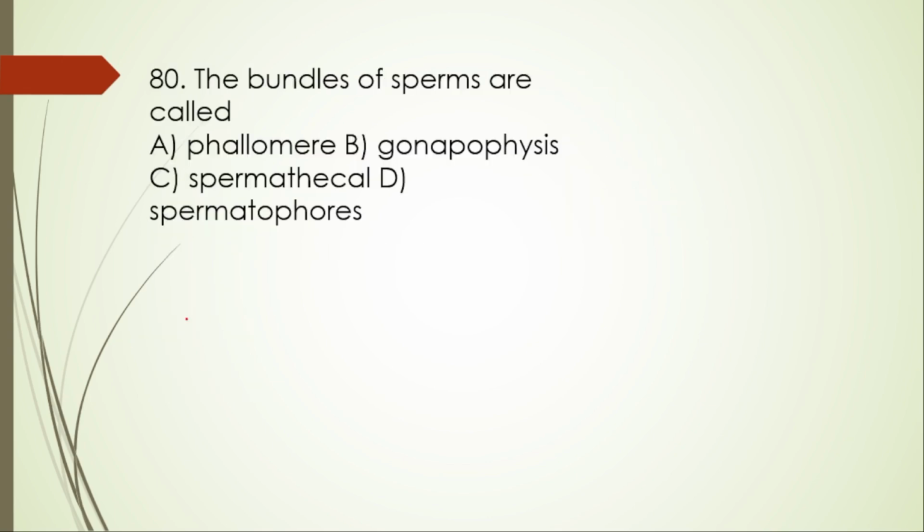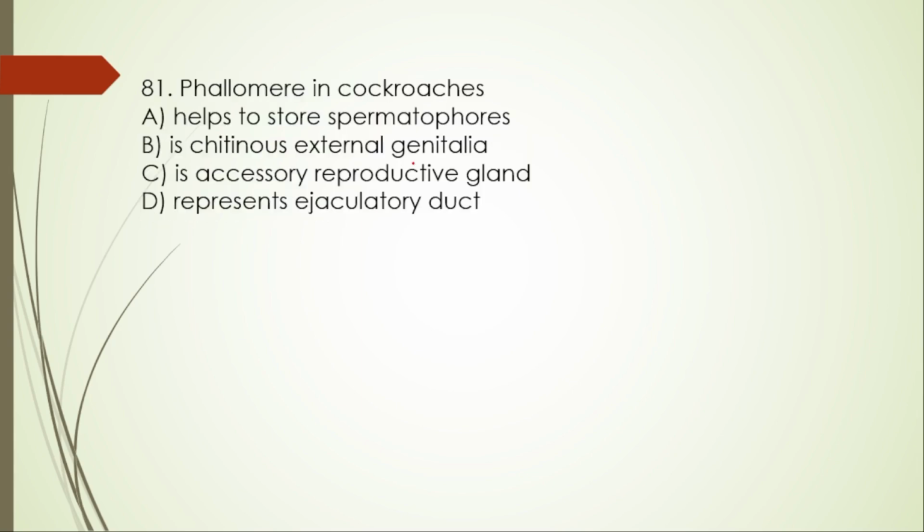80th question. The bundle of sperms is called: A. Phallomere, B. Gonapophysis, C. Spermatheca and D. Spermatophores. So here the right option is option D, spermatophores.